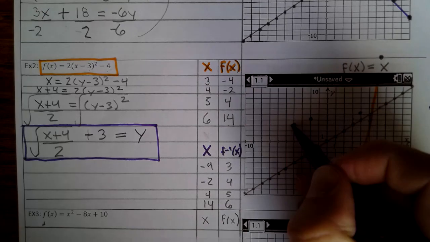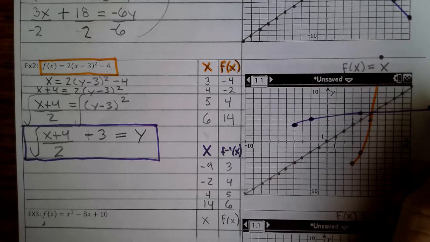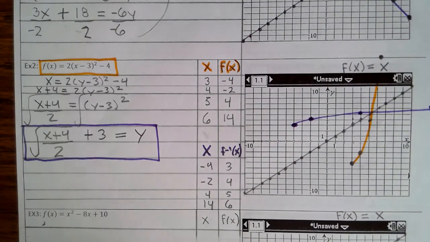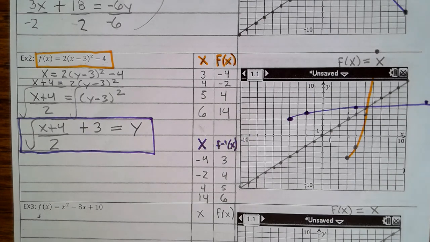Okay. All right, go ahead and finish up example 2. As you're finishing up, notice that these reflect over the f of x equals x line, so we can tell that these are inverses.